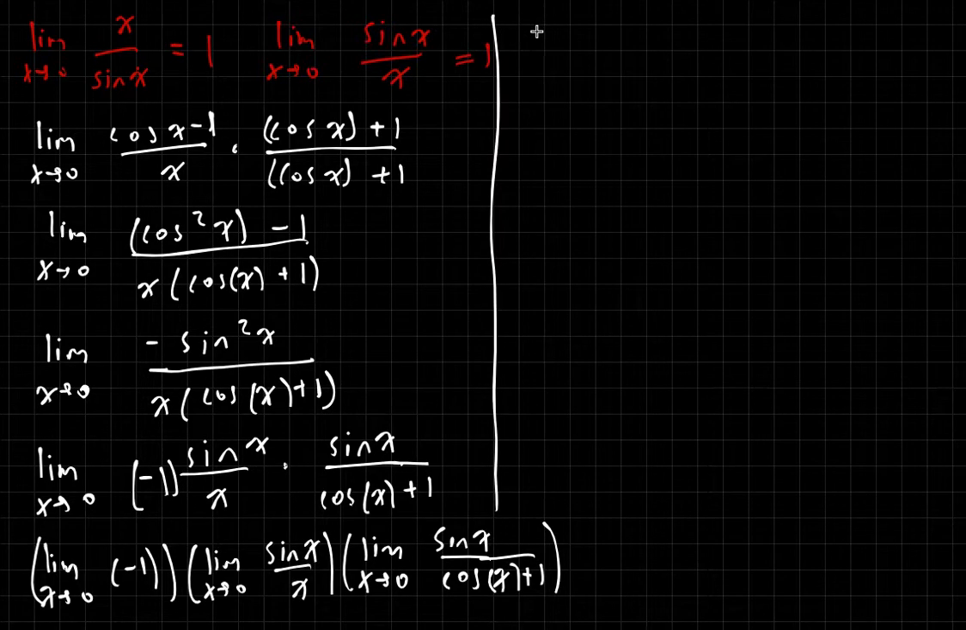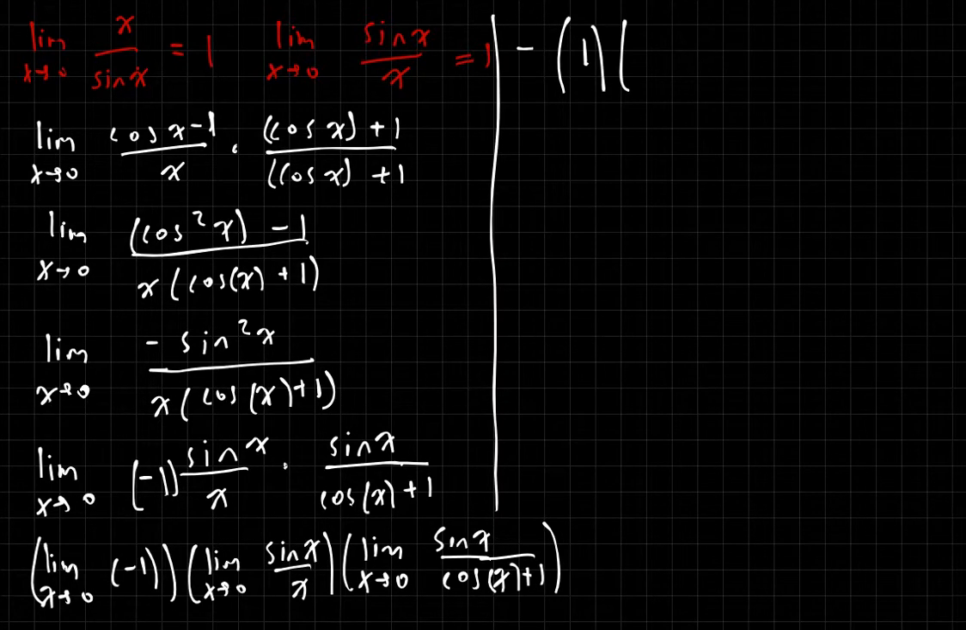And now, when calculating these limits, we know that the first one is just negative 1 because it's a constant. The second one is just the formula: the limit as x approaches 0 of sine of x over x equals 1. And for the last one, we just use direct substitution.